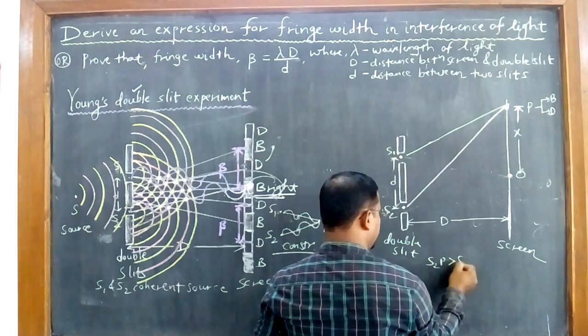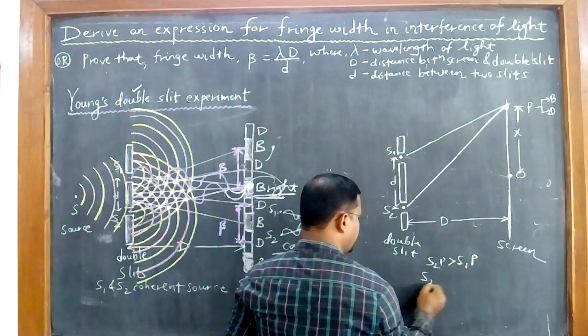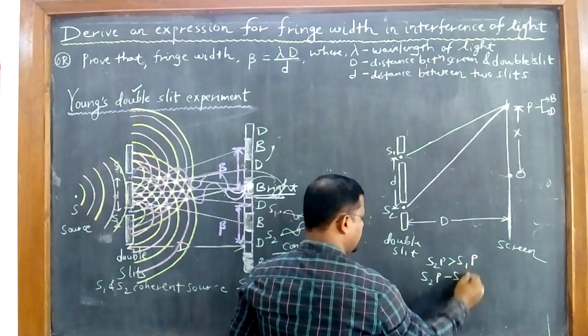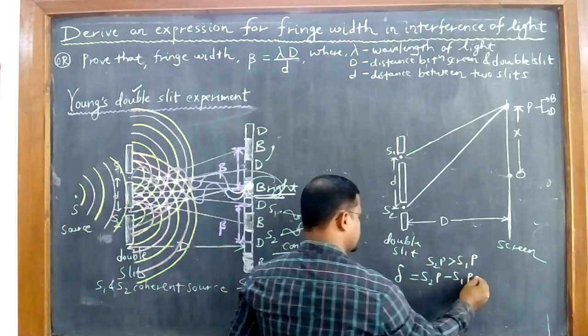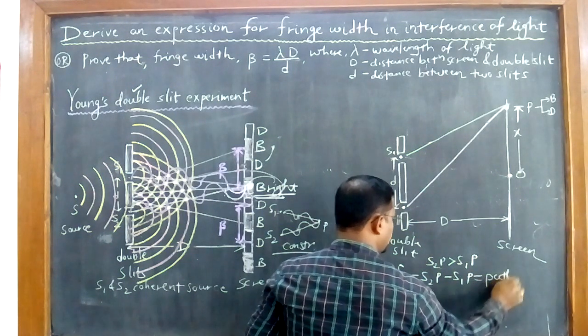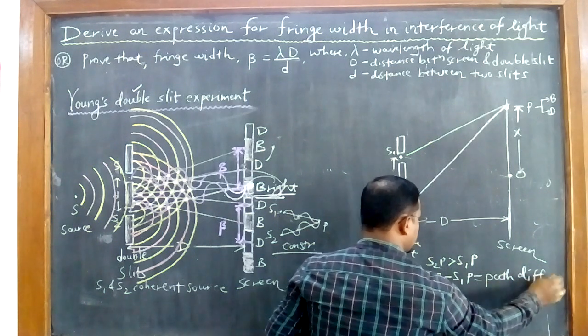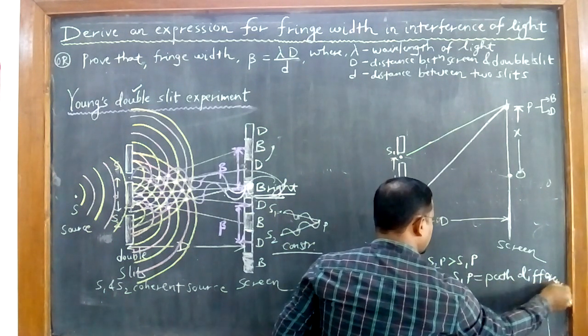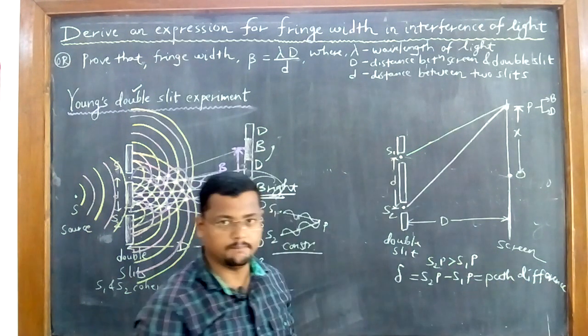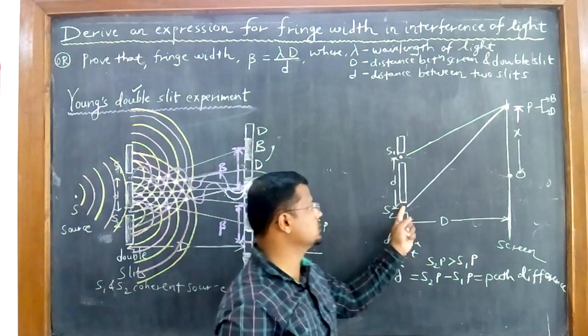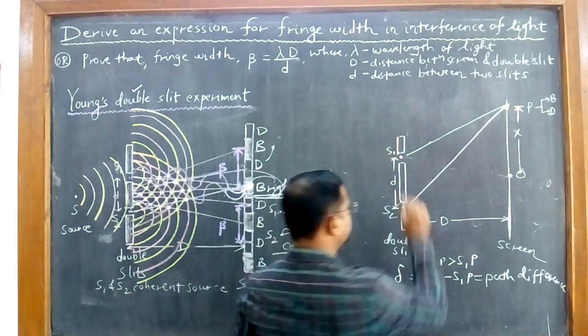S2P is greater than S1P, and the difference between S2P and S1P is called the path difference, which I am representing by the symbol delta. So here the path difference is delta. Which is more path here? S2P is more path.